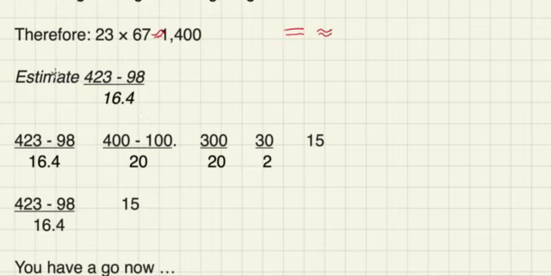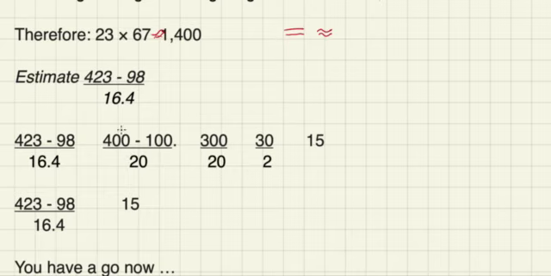So we're asked to estimate 423 minus 98 divided by 16.4. Now I'm sure you'll agree that this looks a little bit of a complicated figure to work out. And in this question we're asked to estimate it. So we start off with the actual figures, the original figures, and then we round them. So 423 becomes 400, 98 becomes 100, and 16.4 becomes 20.